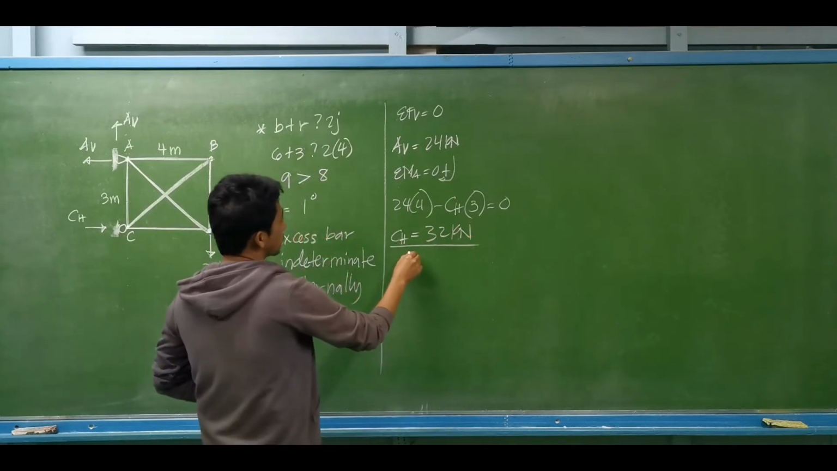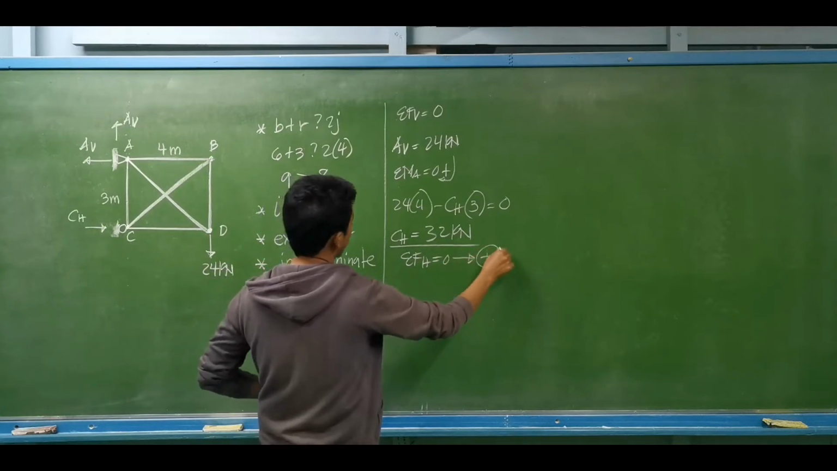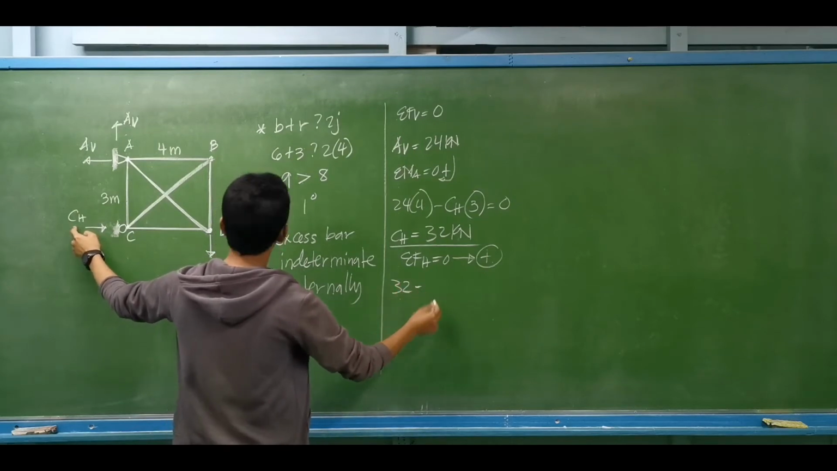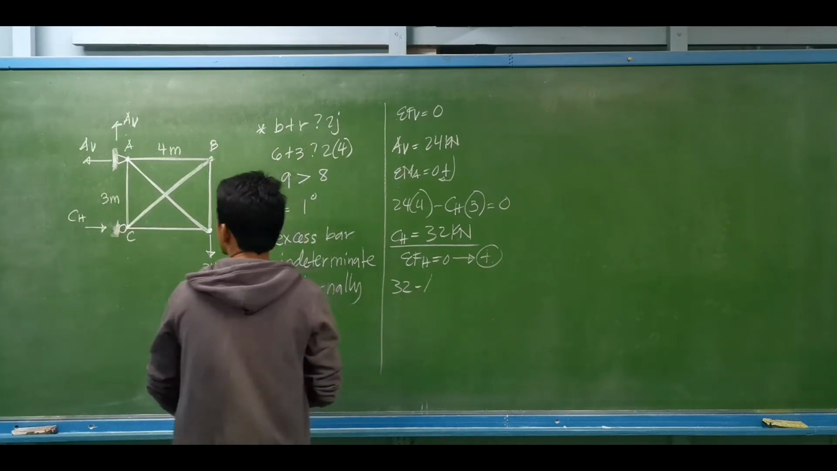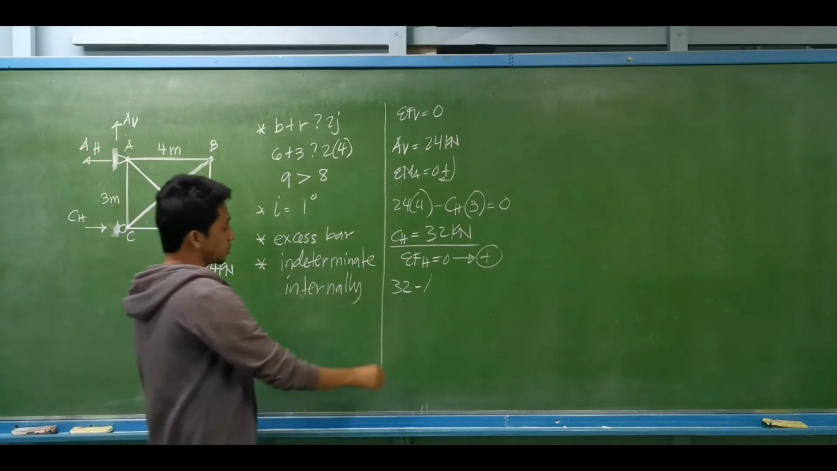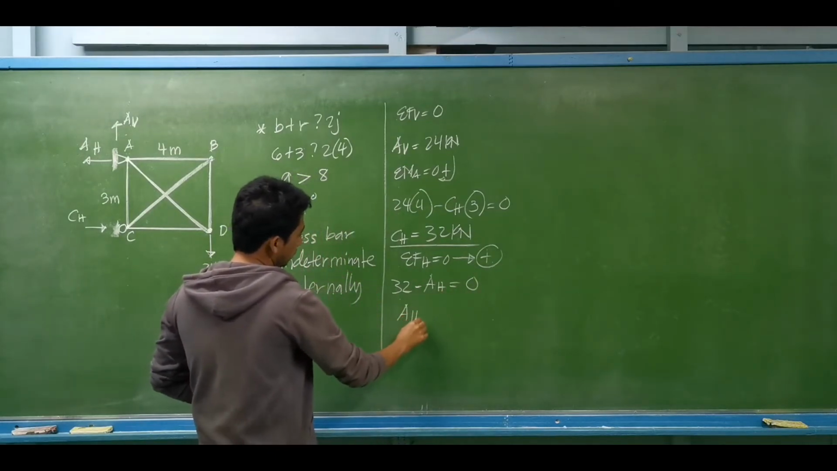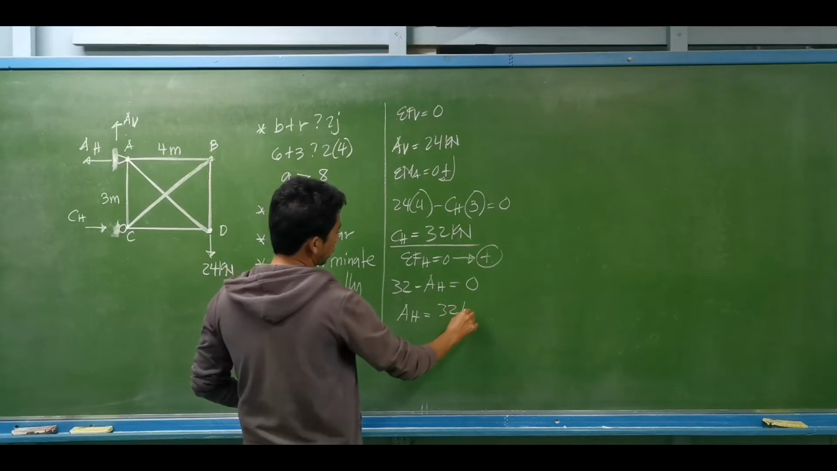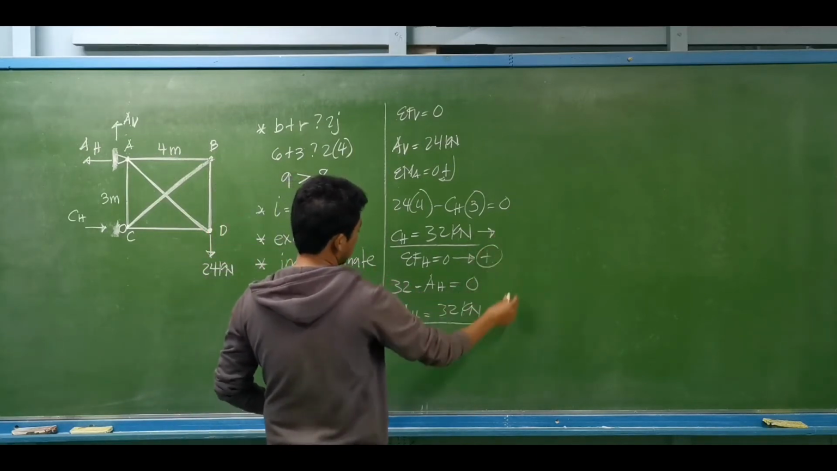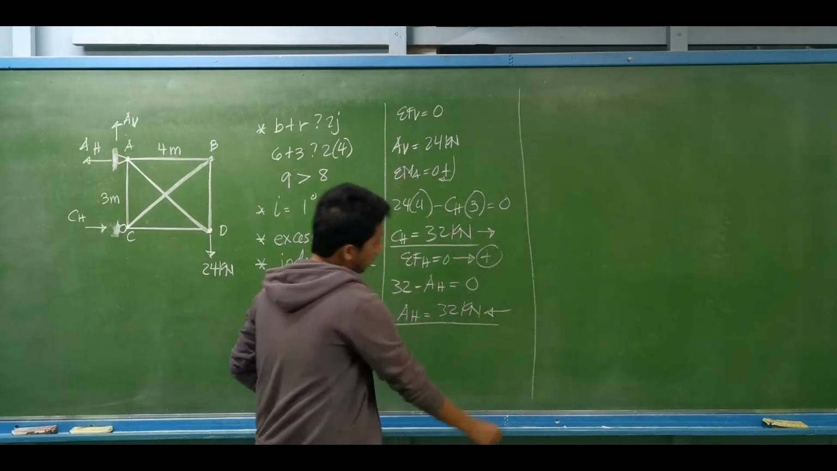And by summation of forces horizontal equal to 0, with forces to the right positive, that is C horizontal, we have 32 minus A horizontal equal to 0. So we have A horizontal equal to 32 kilonewtons. So C horizontal is to the right, A horizontal is to the left. So we have these support reactions.